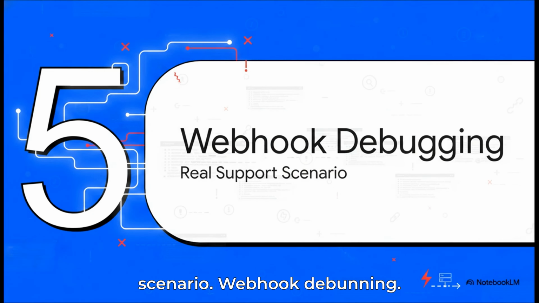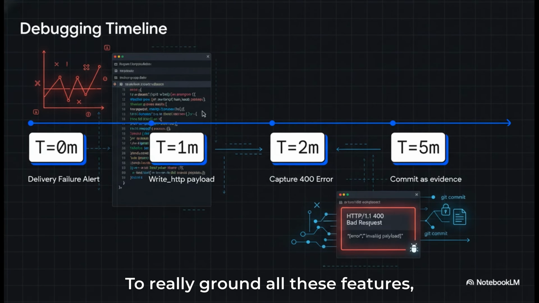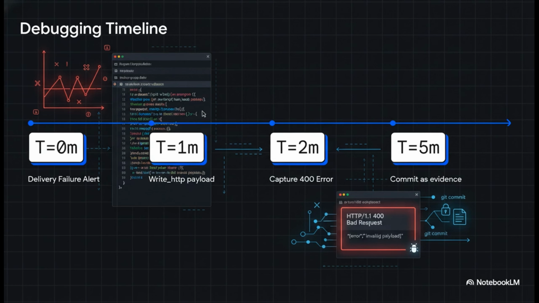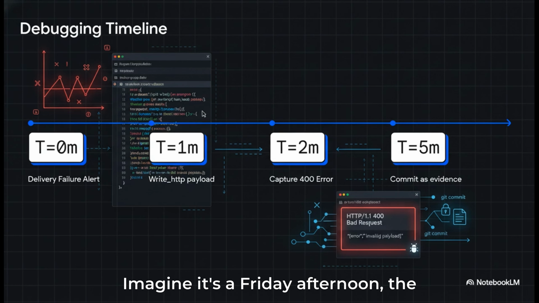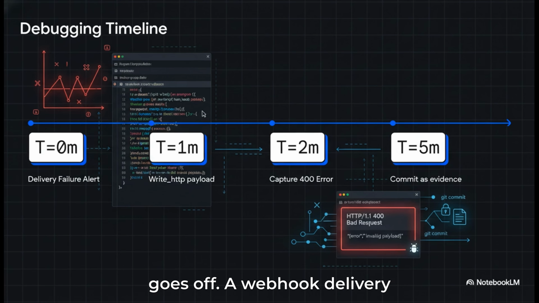Real support scenario, webhook debugging. To really ground all these features, let's look at a high-stakes engineering scenario. Imagine it's a Friday afternoon, the worst time, right? And the pager goes off. A webhook delivery failure just happened in staging. Let's walk through the exact chronological timeline of how an engineer investigates this failure using only their editor.